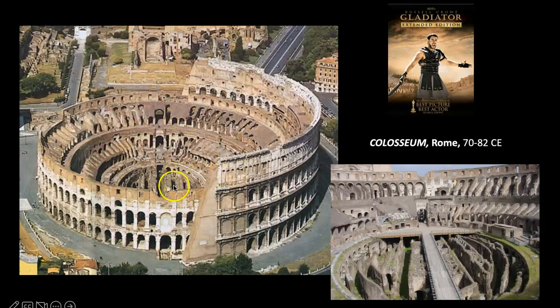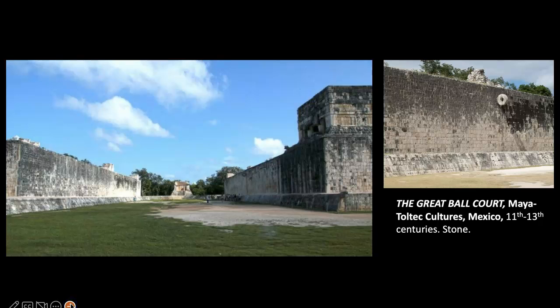All right, so we pivot from gladiators in Europe now to the famous ball court games of Mesoamerica. So this is an image of the great ball court associated with Maya Toltec cultures of Mexico, dating from the 11th to 13th centuries, constructed in its buildings of stone and, of course, an earth and grass playing field.